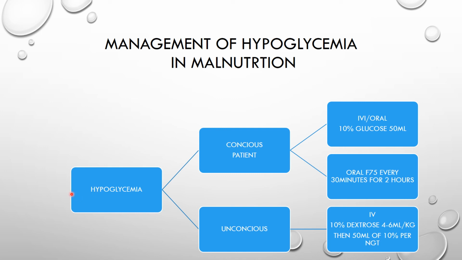So this is just a table or a diagram to show how the management of hypoglycemia in malnutrition is done. If the patient is conscious, we start with IV fluids or oral fluids, 10% glucose 50 ml, then move on to oral 3 ml per kg every 30 minutes for 2 hours. In an unconscious patient, we start with IV fluids, 10% dextrose 4 to 6 ml per kg, then move on to the 50 ml of 10% dextrose or sucrose per NG tube. Then we start feeding F75.